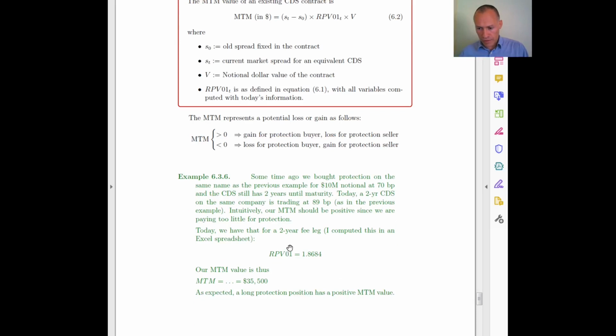Now this is just straightforward calculations. This risky present value of 1 basis point is the number that you can get from that Excel sheet I just showed you. Replacing it in here, using 89 basis points for ST, 70 basis points for S0, and the notional is 10 million. Doing all that multiplication, you would get a mark to market of $35,500. So the contract has a positive value to me, meaning if we, me and the counterparty, agree to terminate the position today, I would receive this amount of money.